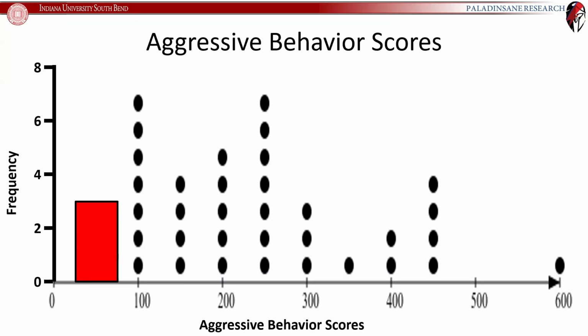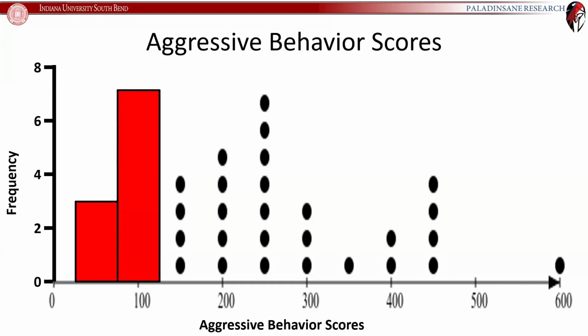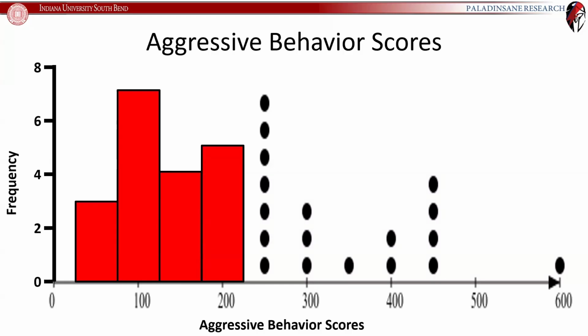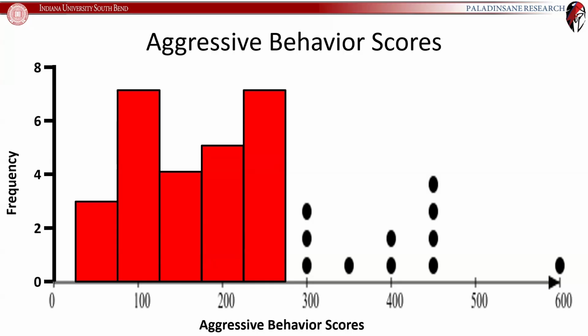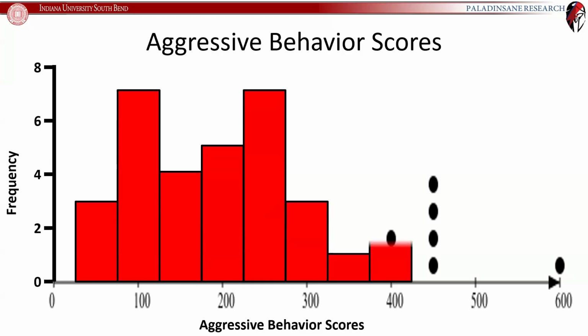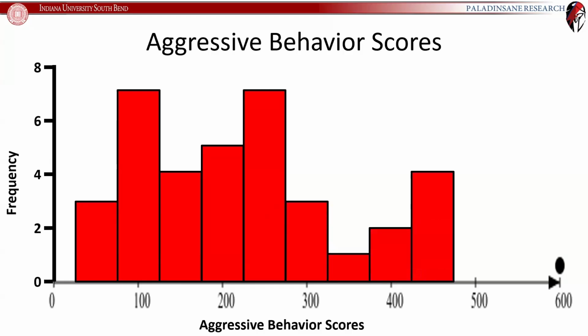Over the rounded score of 100, we have 7 scores, so we build ourselves an apartment building that is 7 stories high. Over the rounded 150 scores, we have 4 scores, 4 dots, so we build an apartment building that's 4 stories high. Over the 200, we got 5 dots, so 5 stories high, and so on and so forth, until you have a series of apartment buildings built, and we can't forget about 600 over there.